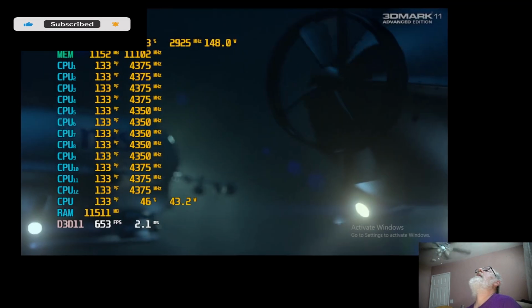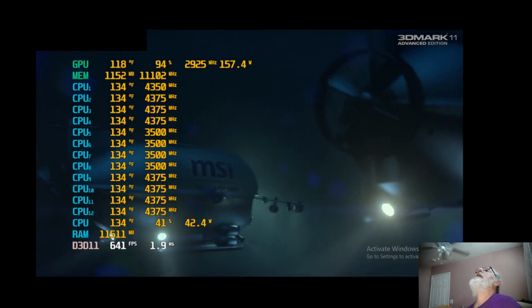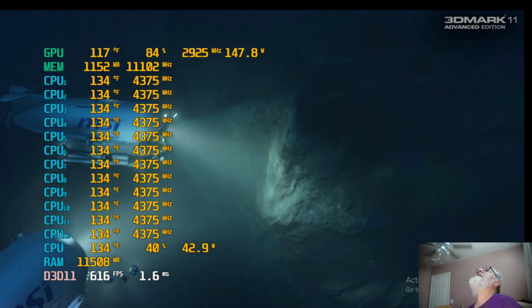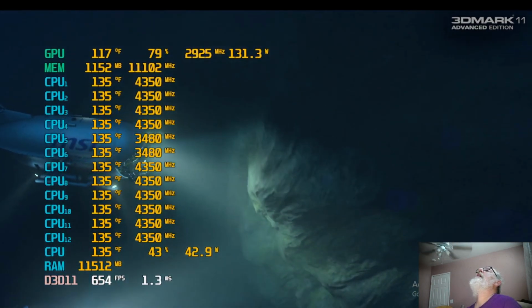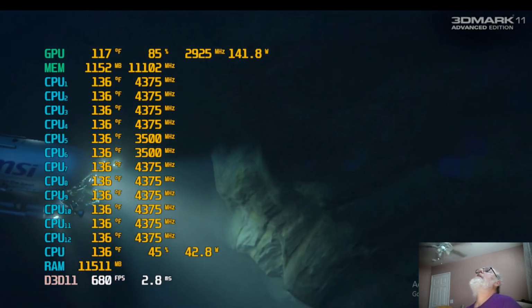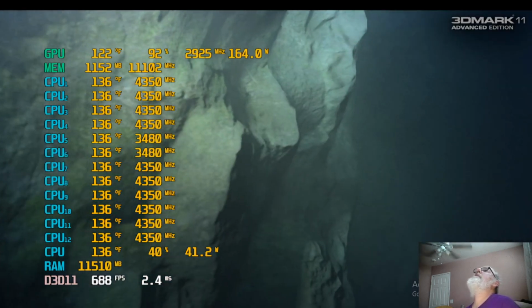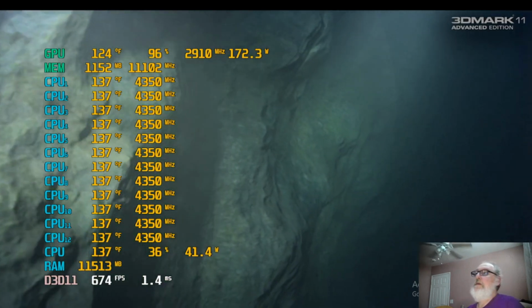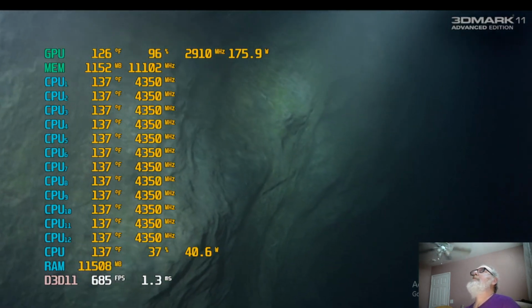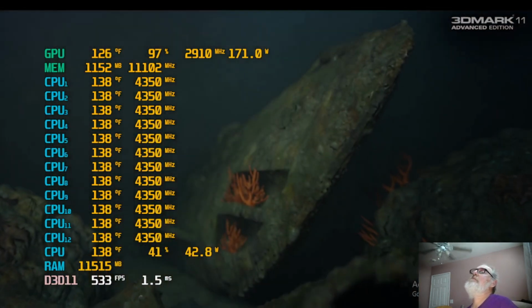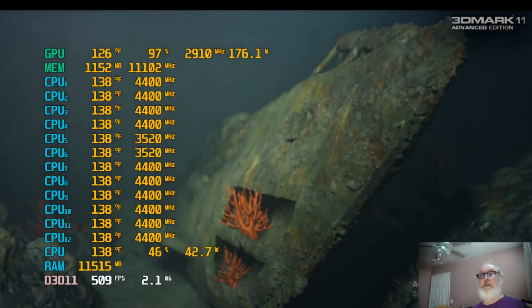I know why you can't see it. How about we move it over a little bit? That's why y'all couldn't see it. It was way too far off in the sunset. I do apologize about that.